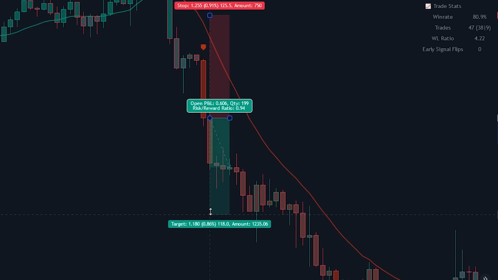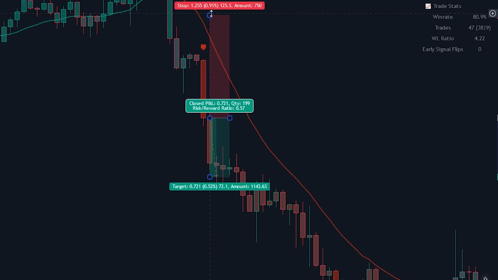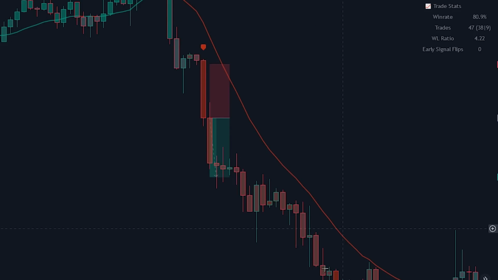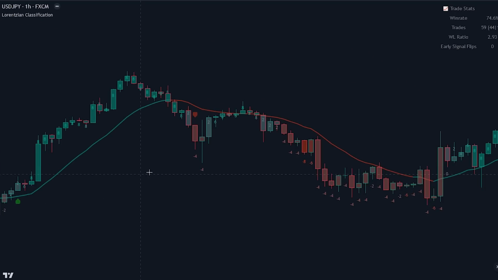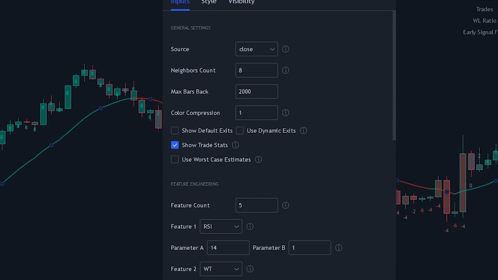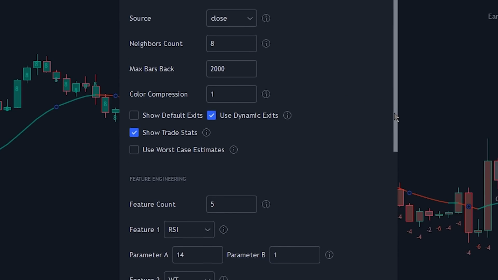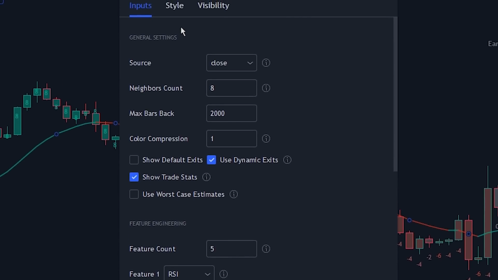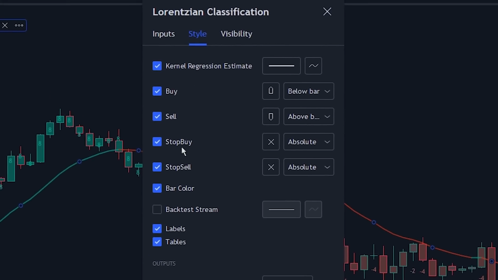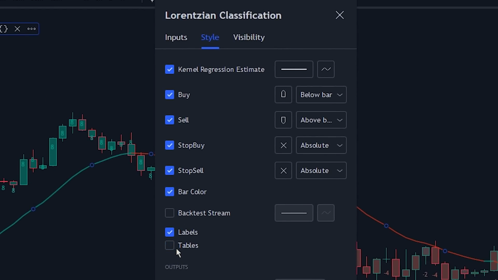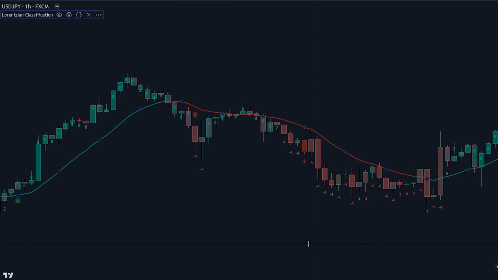Even though this is the most basic version of the strategy, there is also a second, more concrete version that we can use. To use the more concrete version of the strategy, we will first need to enable it in the Settings tab. Head over to the Indicator Settings tab and check the Dynamic Exits checkbox. The table will now update. However, since we don't need it, we will be disabling it to make the chart less cluttered. To do this, click on the Style tab and uncheck the Tables checkbox. That was all that we needed to do.